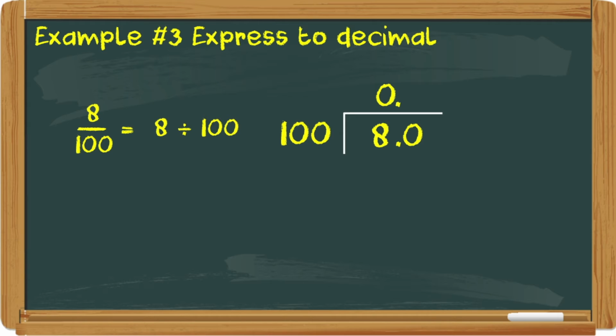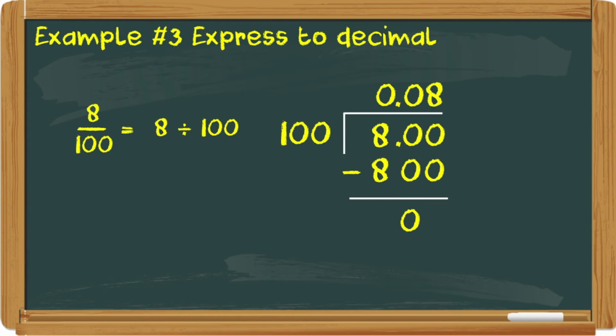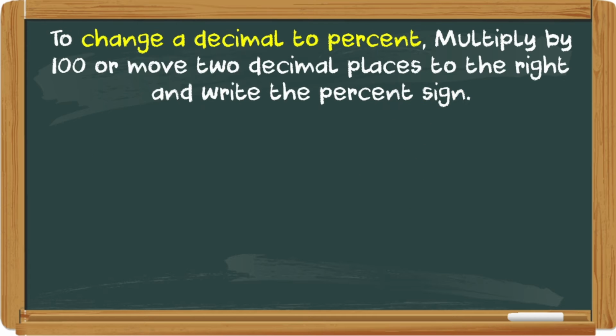And still, we cannot divide directly 80 by 100, so we will add 0 again to the dividend and also to the quotient. So now, we have 800 divided by 100, that is 8. And 8 multiplied by 100 will give us 800, and subtracting 800 to 800 will give us 0, and we'll stop there, giving us the final answer, which is 0.08.